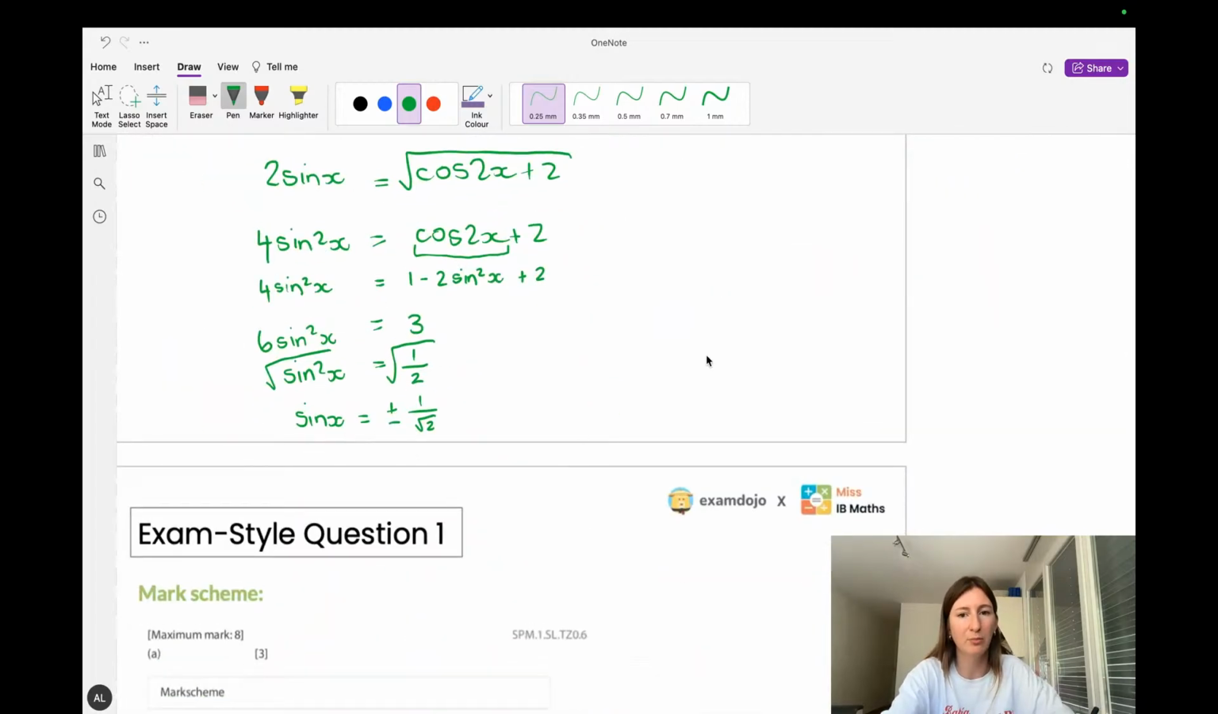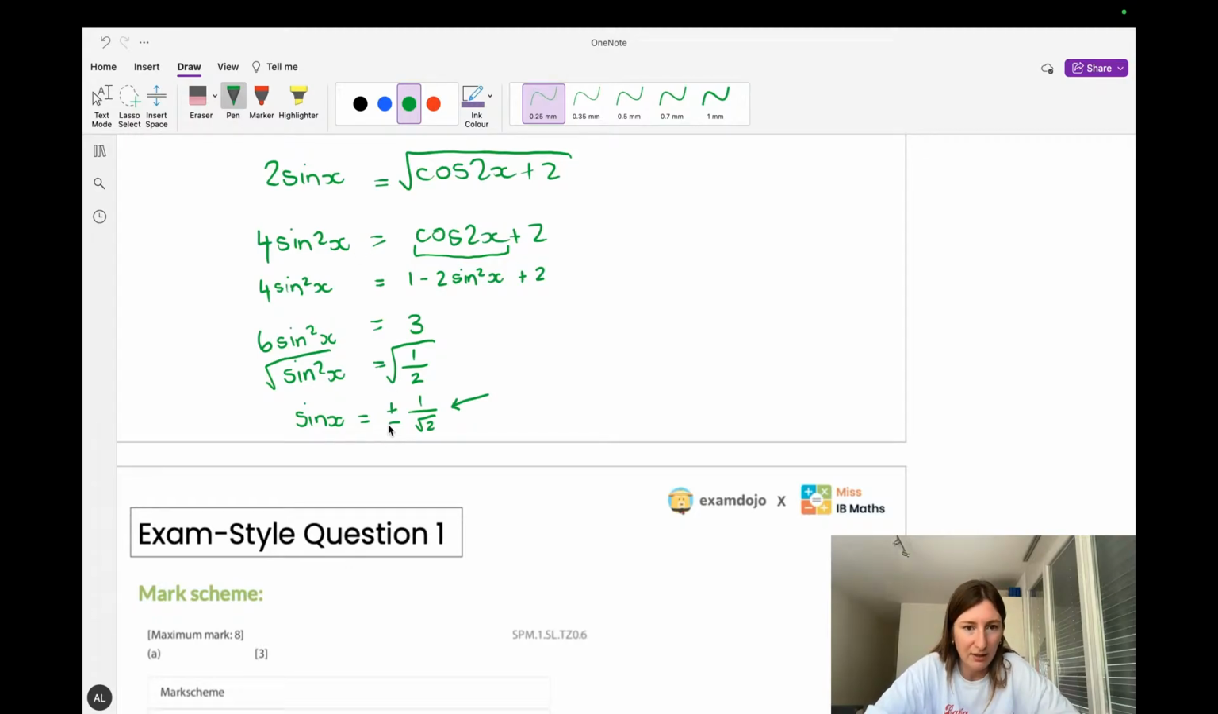We always want to be able to get to our principal value and just have sine x equals, or cos x equals, or tan x equals. A little hint: if you get to the end here and this is not one of your special angles or special values, then just double check that something hasn't gone wrong, because in a paper 1 calculator-free exam, it's always going to be one of those because you don't have a calculator. So if you're not getting something that looks familiar from the special triangles or special values, just double check your working, that nothing has gone wrong.